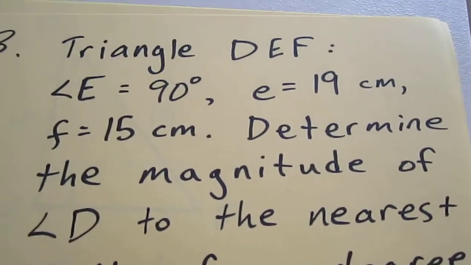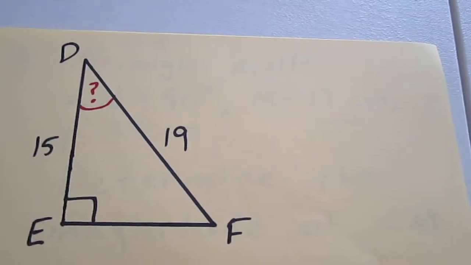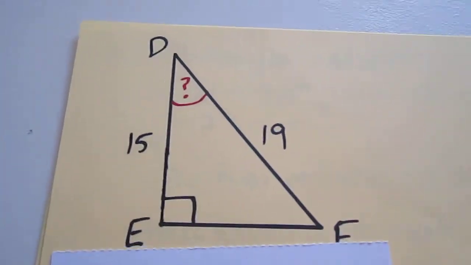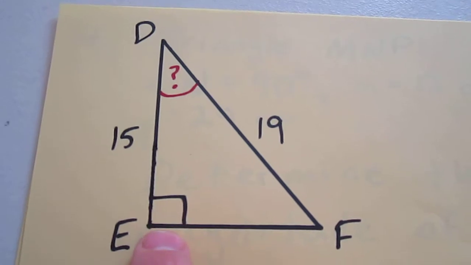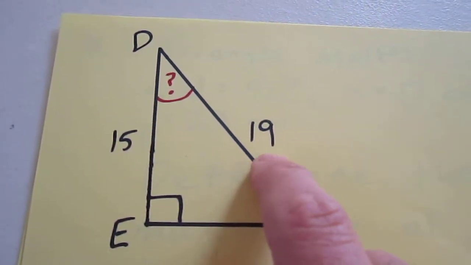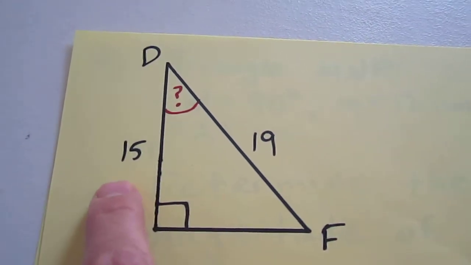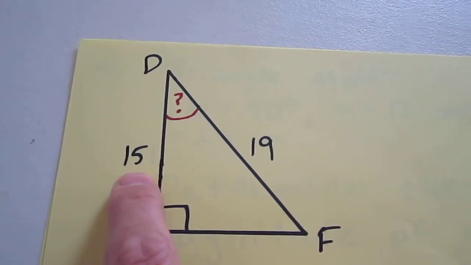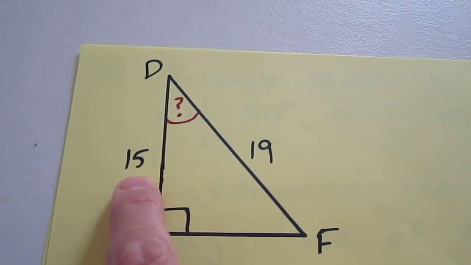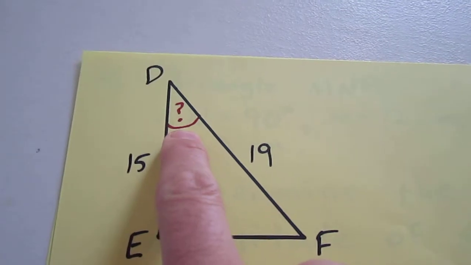So naturally our first move is to draw the triangle, sketch the triangle. And this is what we get. Angle E is 90 degrees. Side length E is 19 centimeters, which is obviously the hypotenuse, and side length F is 15 centimeters. So now we're looking for the magnitude of angle D.